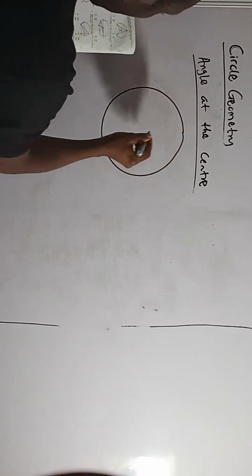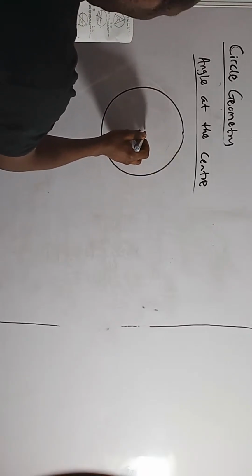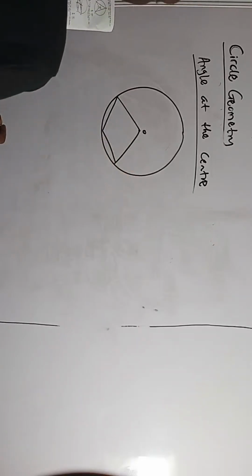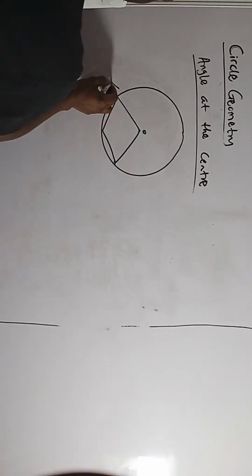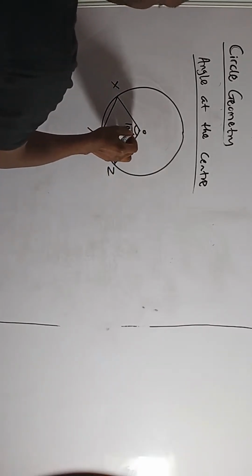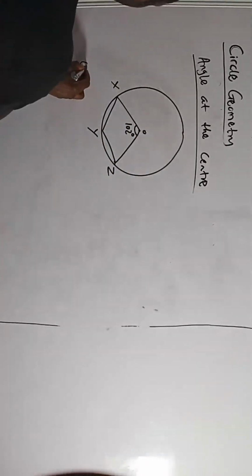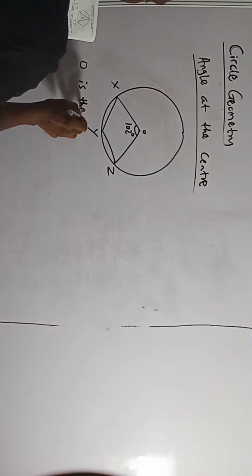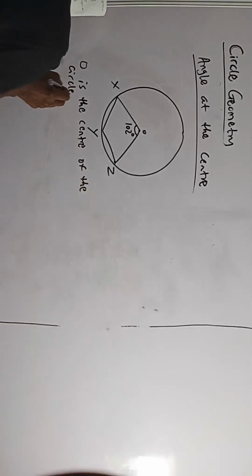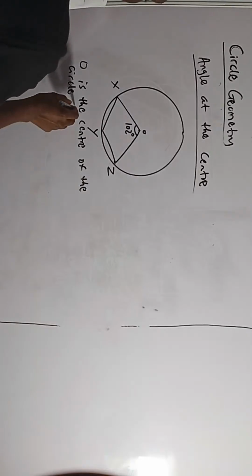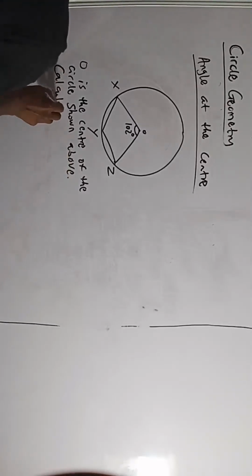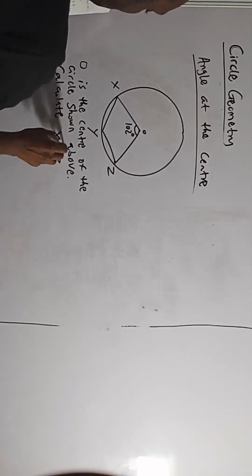Okay, we have another center O. This is X, this is Z, this is Y. O is the center of the circle shown above. Calculate XYZ, angle XYZ.